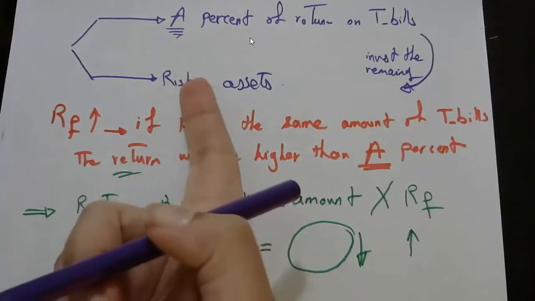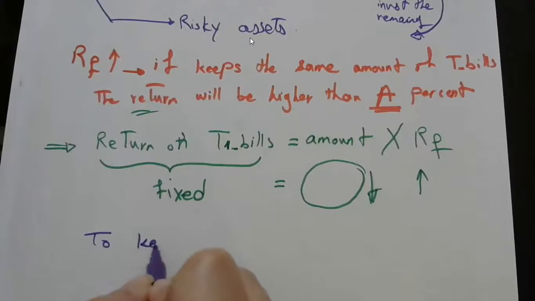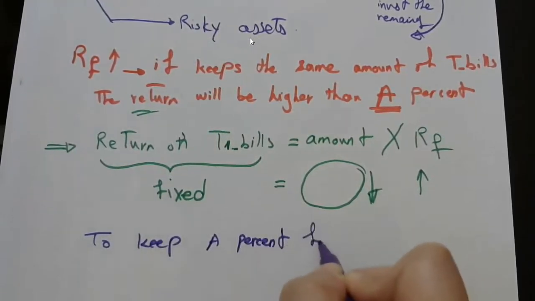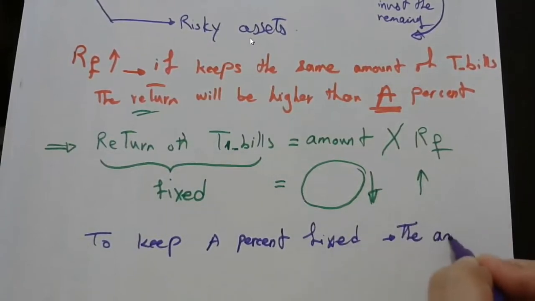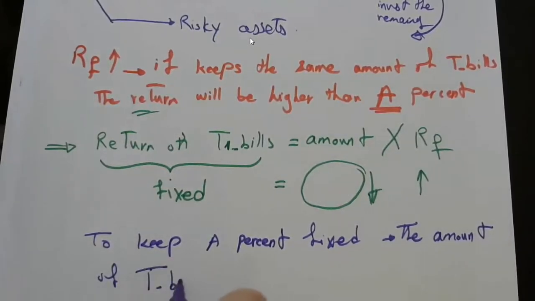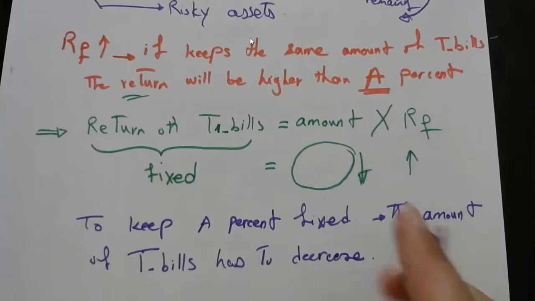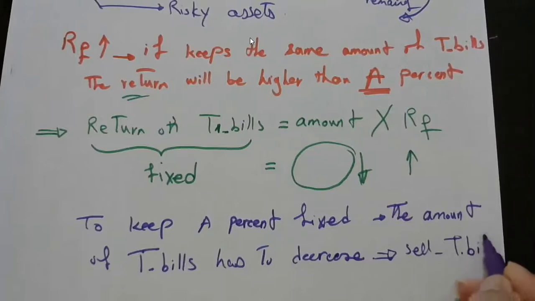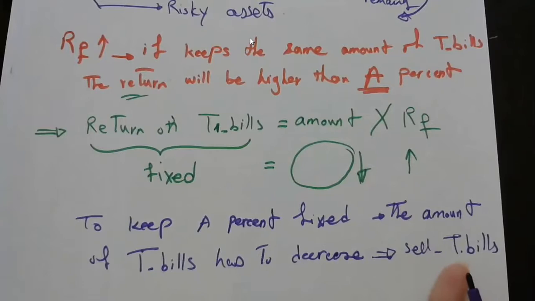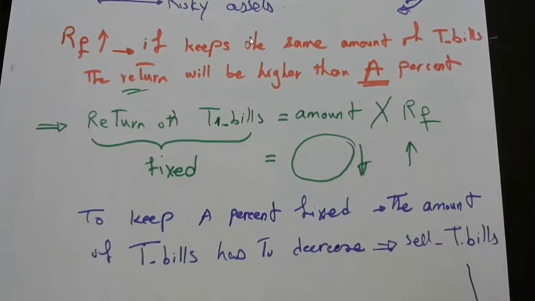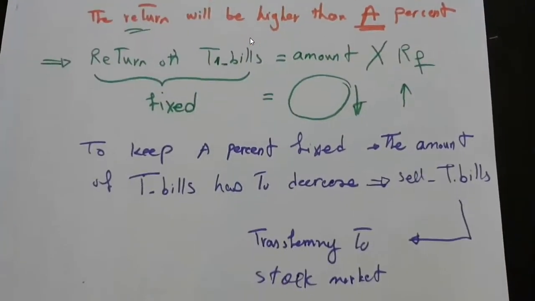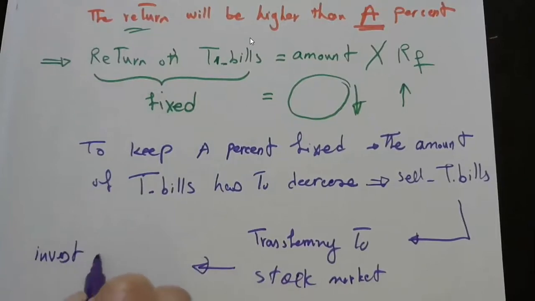So from the point of view of this person, to keep 8% fixed, the amount of T-bills has to decrease. So what does it mean for the amount to decrease? It means that this person will sell T-bills. Once this person is selling T-bills, it means that this person is transferring the money to the stock market. And now this person is saying that, hey, my 8% is achieved. So now I have more money to go for stocks, so I invest more in stock.